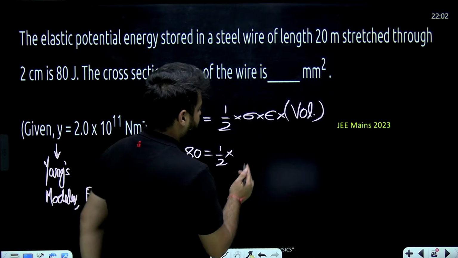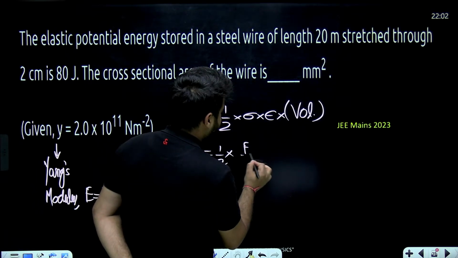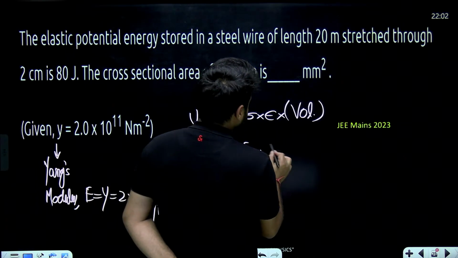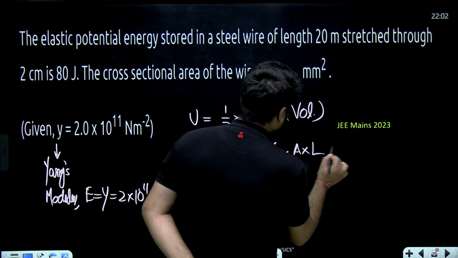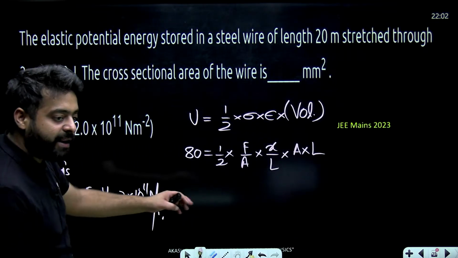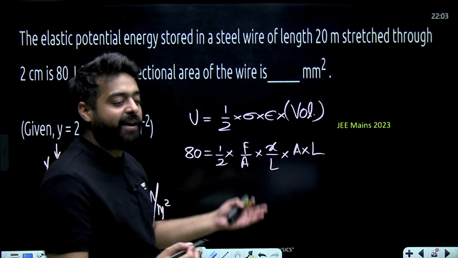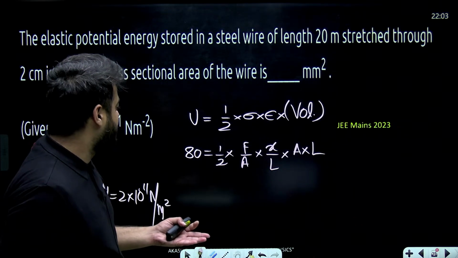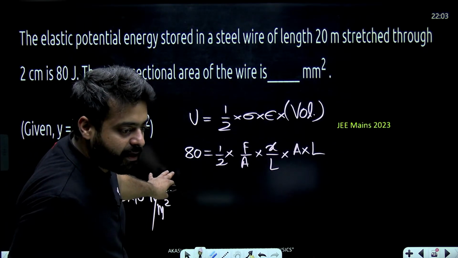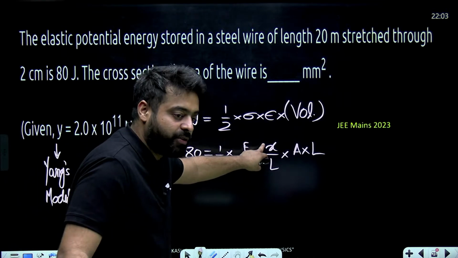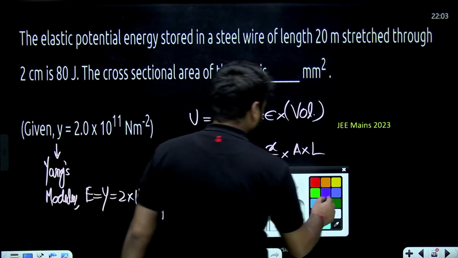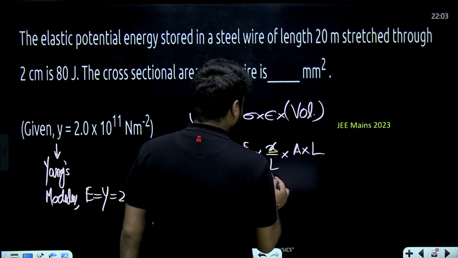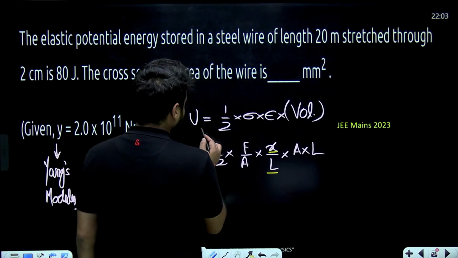So what is stress? Sir, force by area. What is strain? Sir, deformation by length. What is volume? Area into length. So they are asking about the area. If you remove the area, then you will never get the point. And you have the potential energy, you have deformation, you have original length. What sort of parameters do you have? Please try to understand. I have this parameter, I have this parameter.